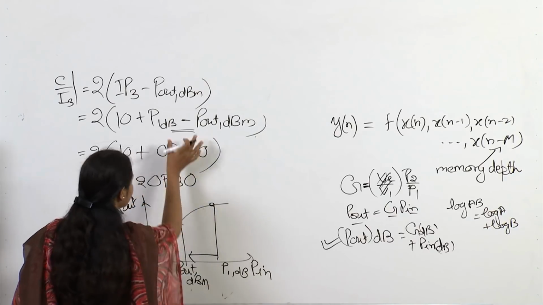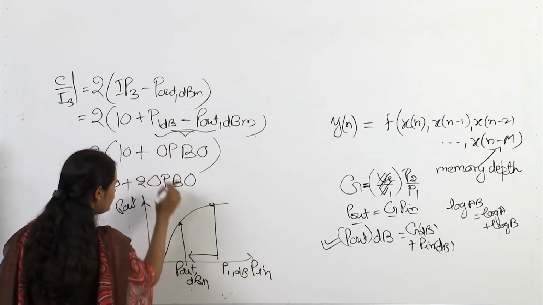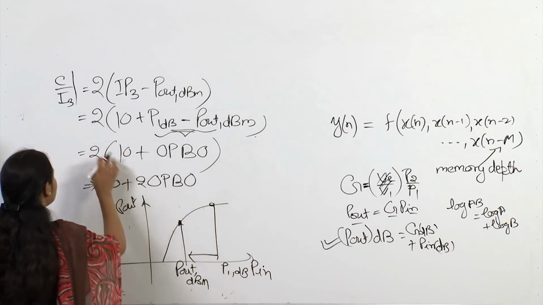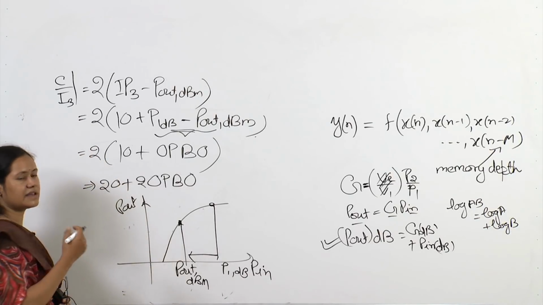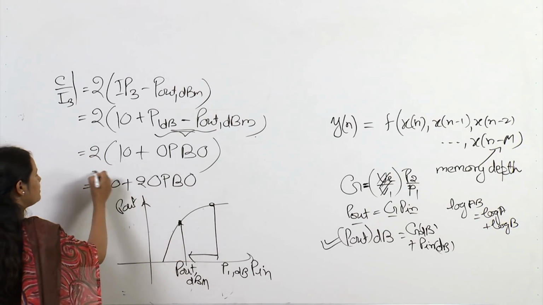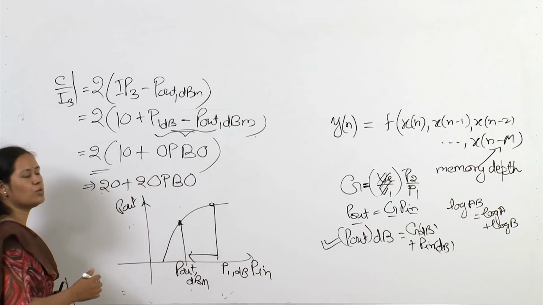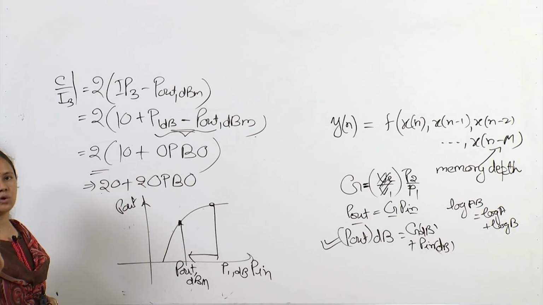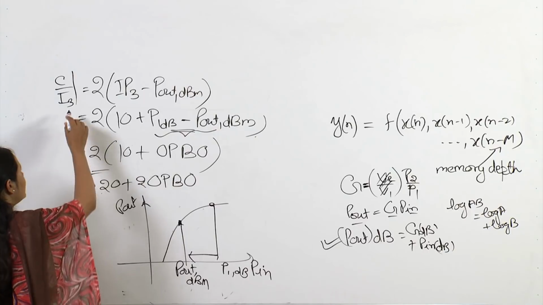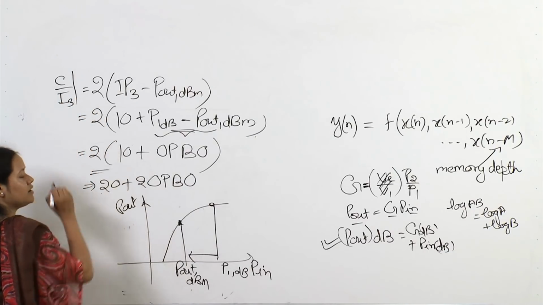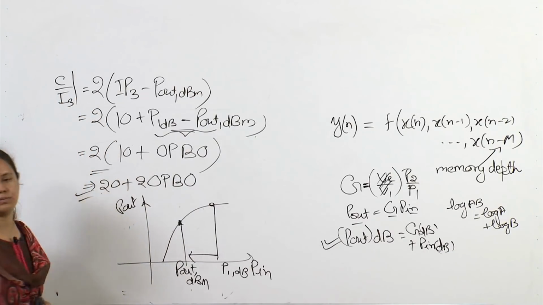So, this is what we are representing here, output power back off, and because of that, what will be our IMD? The carrier to IMD3 ratio is given by this formula, which is 20 plus 2 times OPBO. So, if we know the output power back off, we can simply have some estimate of the carrier to third order intermodulation by using this formula.